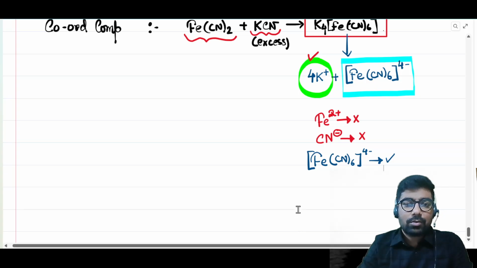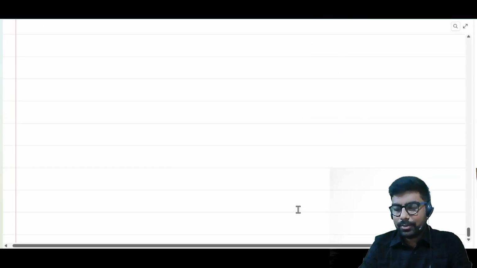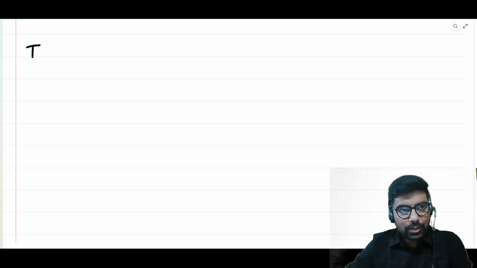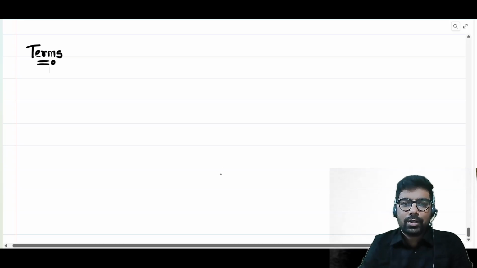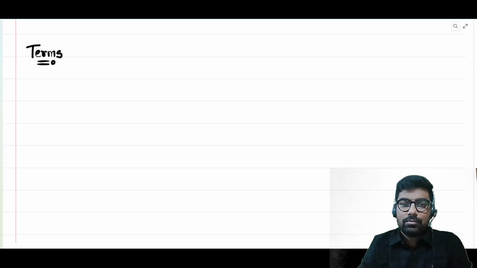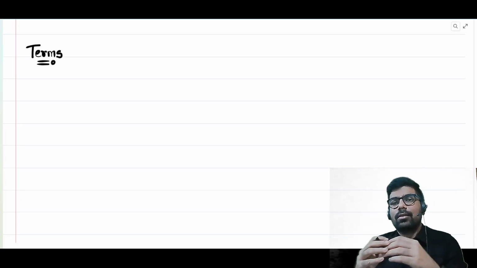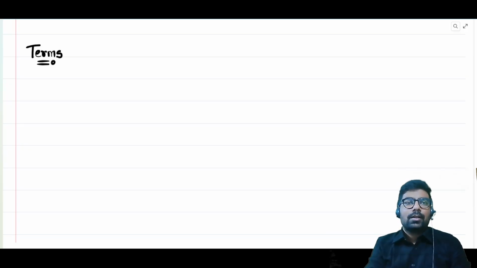Now, before moving to the conceptual part, we have to know certain terms. We have to have an understanding about certain terms that are present in coordination chemistry. There are various terms like central metal ion and ligand. A few seconds back, I mentioned something called the coordination sphere. So we have to have a clear idea what these terms mean and what the uses of these are. So the terms are something like this.